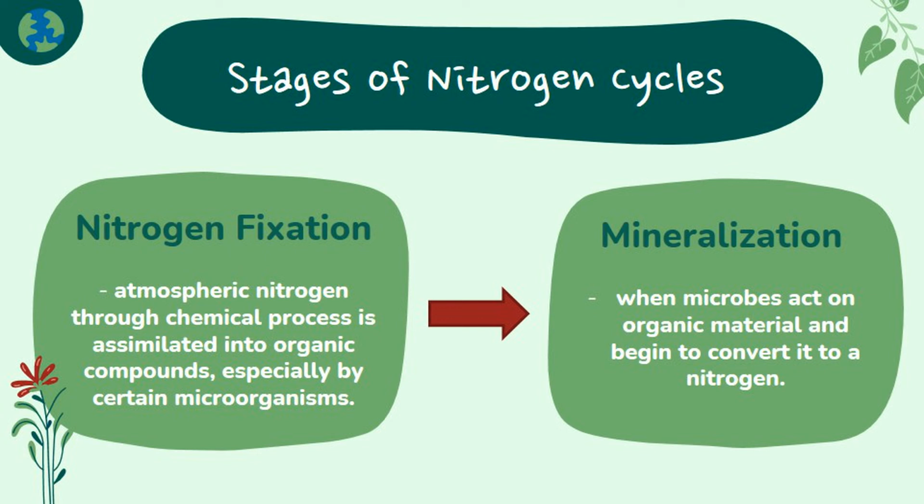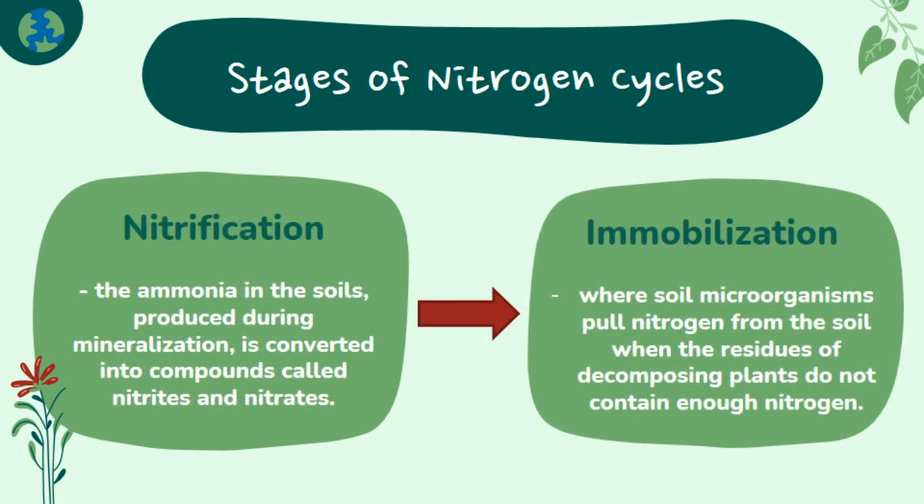The second stage, mineralization, happens when microbes act on organic material, such as animal manure or decomposing plant or animal material, and begin to convert it to a form of nitrogen that can be used by plants. The third stage, nitrification, occurs when the ammonia in the soils produced during mineralization is converted into compounds called nitrites and nitrates.